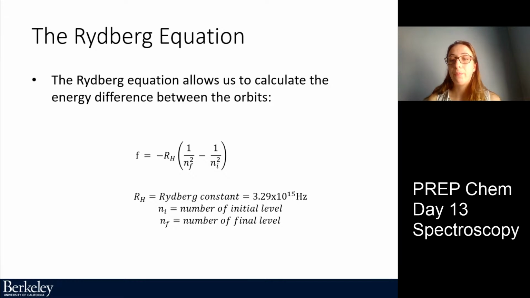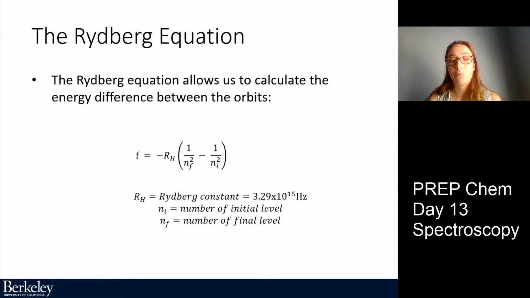So there's actually some empirical relationships that allow us to calculate the frequencies of light that cause these transitions. One of the most used ones is called the Rydberg equation. This one actually allows us to calculate the energy difference between orbits, but here I've simplified it so it just shows the frequency of your light and how that relates to your change in energy levels for the atom.